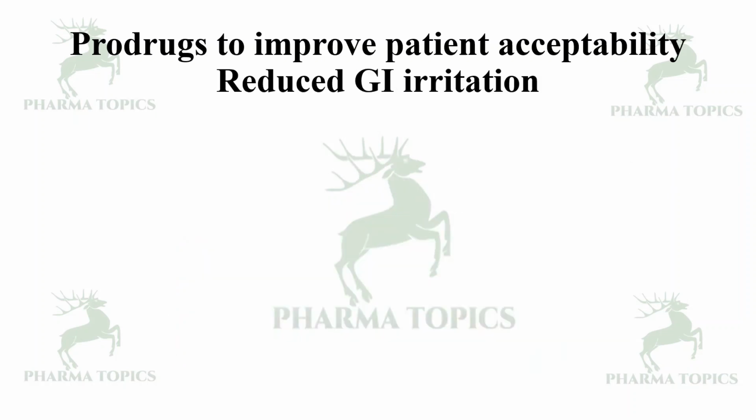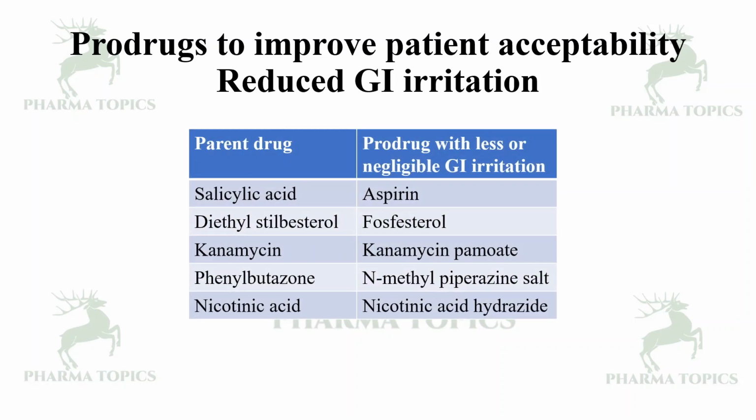Let us see some of the examples for prodrugs to improve patient acceptability by reducing the GI irritation. Most of the NSAIDs have GI irritation. So salicylic acid, when it is available as acetyl salicylic acid, it's a prodrug strategy. By esterases, it gets hydrolyzed to salicylic acid. It acts as an NSAID.